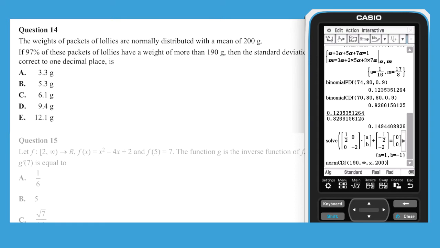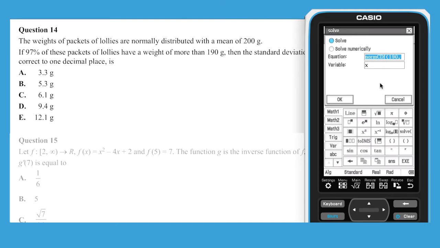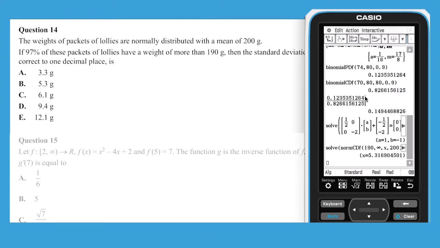However, the syntax of the command is just what we require, and by equating this to 0.97, the probability provided, we can solve for x, the unknown standard deviation. To two figures, this is answer B. If you are familiar with the syntax of the NCD command, then this same result can be obtained from the action menu, which will avoid that error message. This process looks like this.